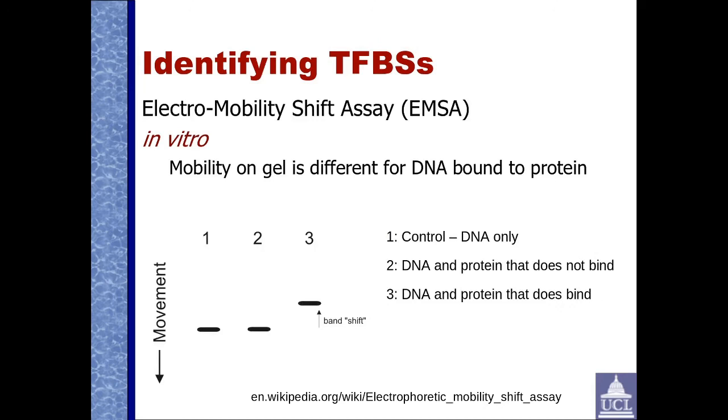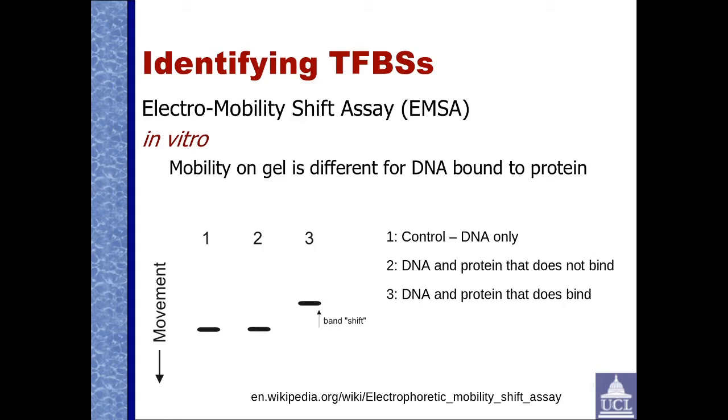But before we go into the details of that, let's have a look at experimental methods for identifying transcription factor binding sites. Now, the first of these is called the Electro-Mobility Shift Assay, or EMSA. Now, this is an in vitro method. It isn't used actually in cells, so we're working with DNA and the transcription factor proteins in a test tube.